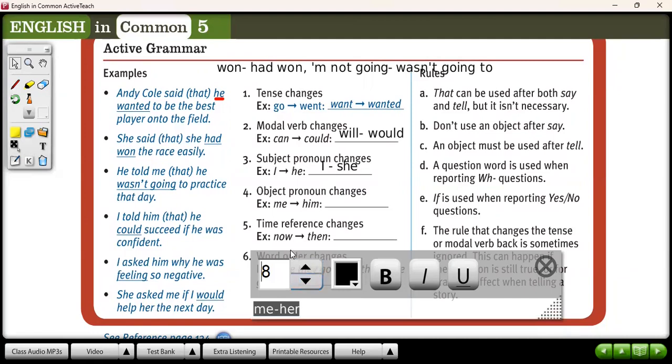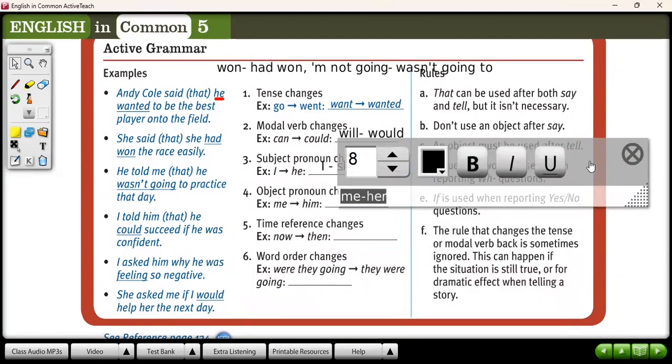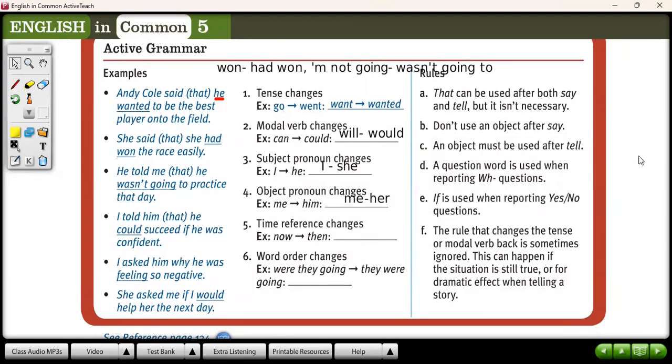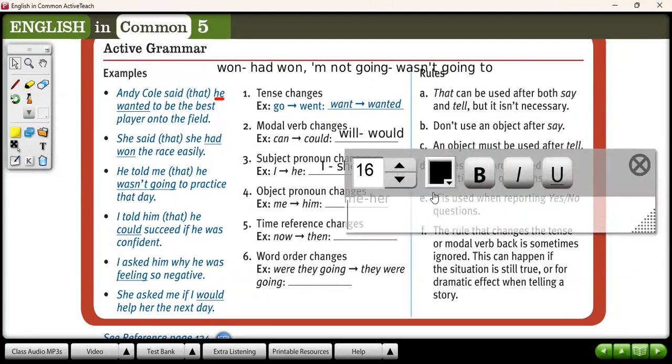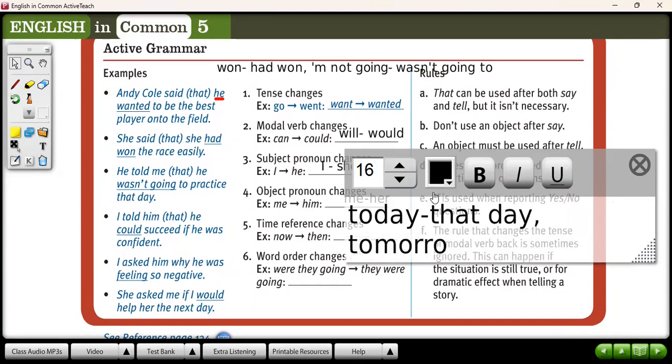Time references, they also change. We saw that today changed to that day. And tomorrow, the next day. So let's put here today, it changed to that day. And tomorrow changed to the next day.